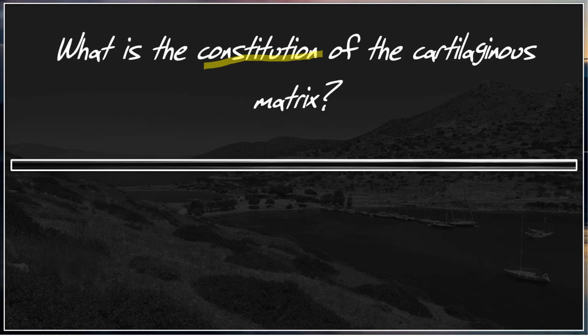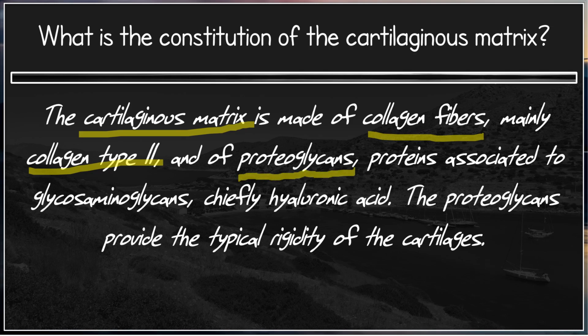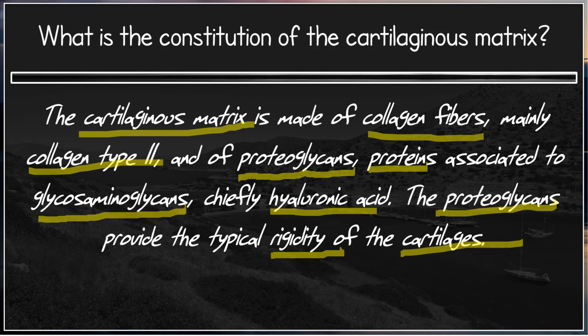What is the constitution of the cartilaginous matrix? The cartilaginous matrix is made up of collagen fibers, mainly collagen type 2, and proteoglycans, proteins associated with glycosaminoglycans, chiefly hyaluronic acid. Proteoglycans provide a typical rigidity of the cartilages.